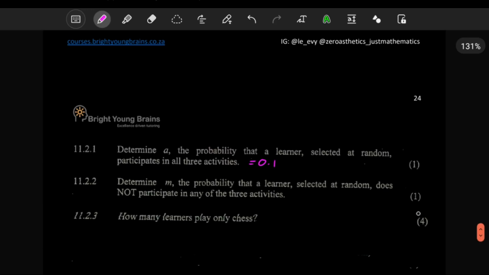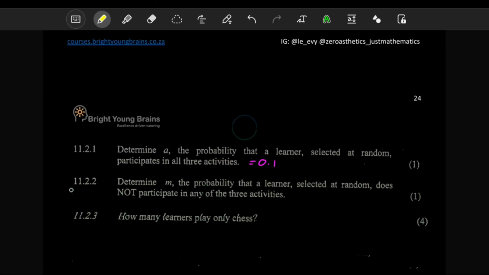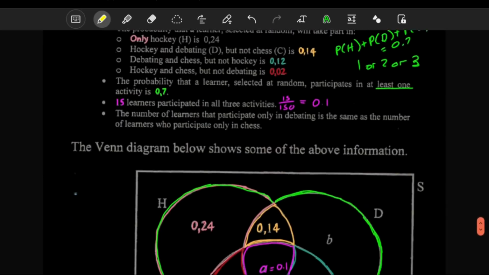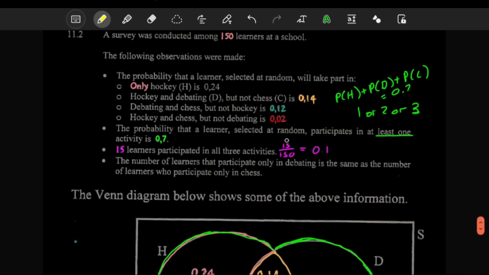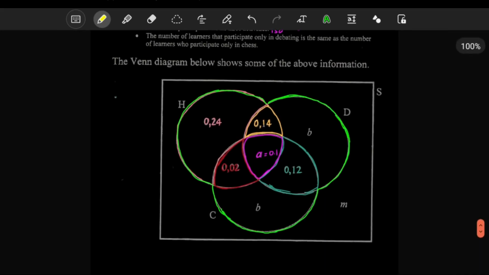Then here they said for one more mark, determine M, the probability that a learner selected at random does not participate in any of the activities. So not participating in any of the activities, this is going to be quite simple, because remember they told us that the probability that a person participates in at least one is 0.7. So that is all the green people here.